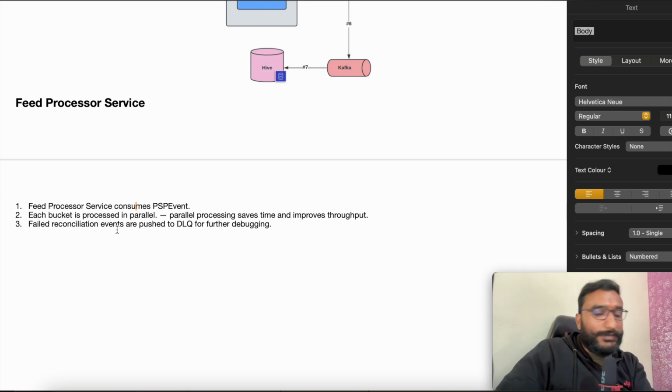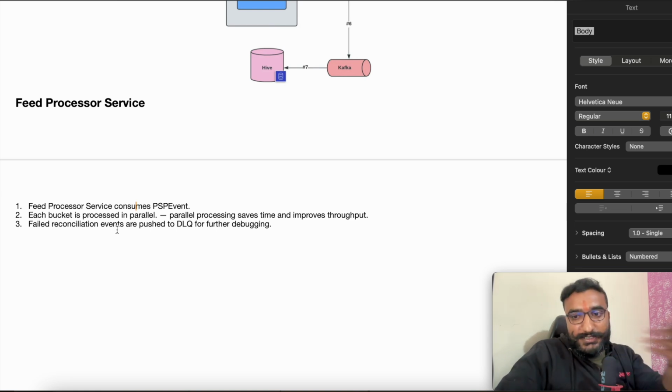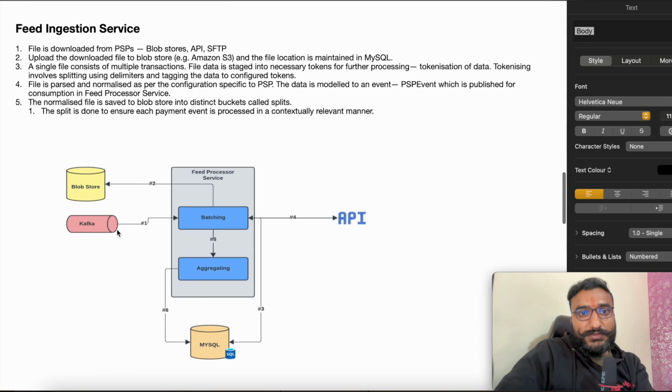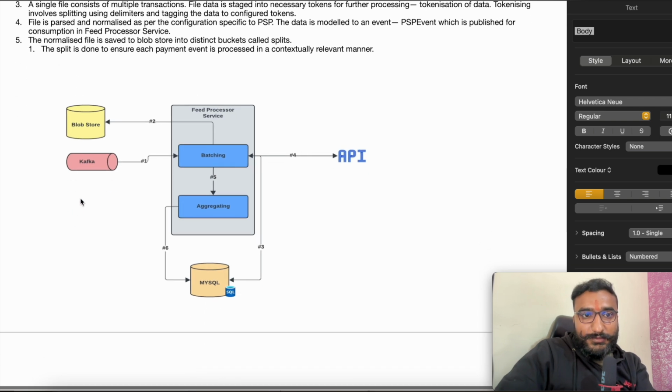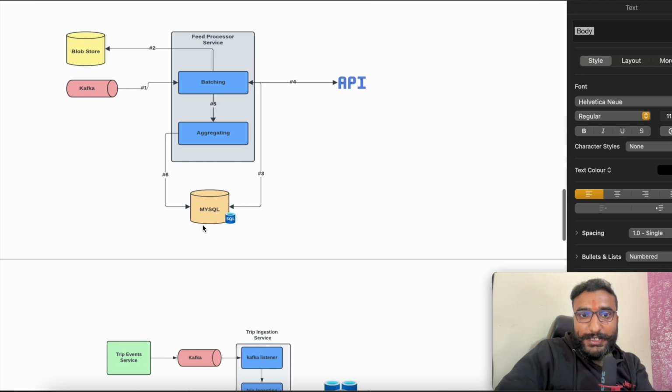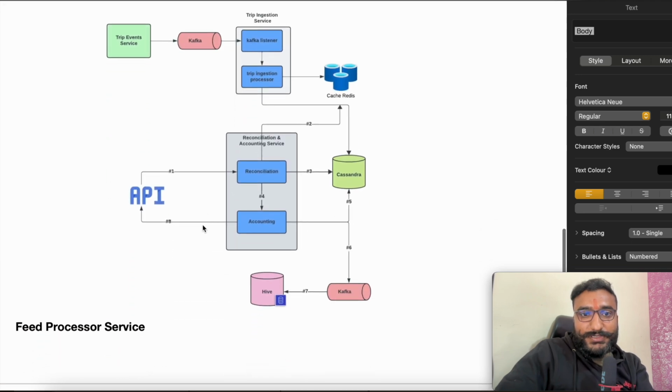If there is actually something wrong with the event, like some missing information, or in some scenarios there is an internal bug in our code which, if fixed, means the event can be reprocessed, so it can be used for both purposes. So we talked about the feed ingestion service: it normalizes the file and pushes it to the blob storage, we consume the file from blob storage, you do the batching, and then you again invoke your feed processor service.